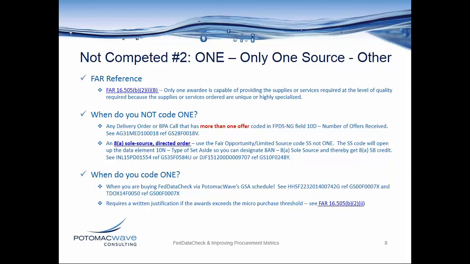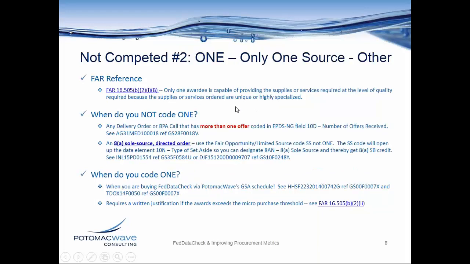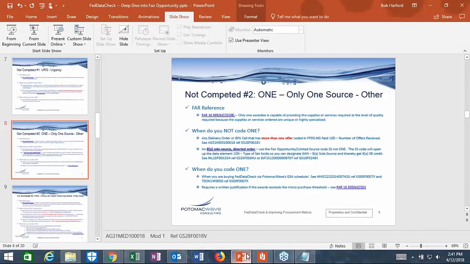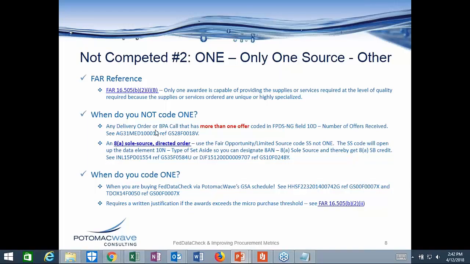Not competed option number 2. We got 5 of these to go through. Only one source. If you look at the FAR reference on this, only one awardee is capable of providing the supplies or service required at the level of quality required because the supplies or service ordered are unique or highly specialized. When do you not code 1? Let me go back here and copy this out again so that I can get to the PIDs.